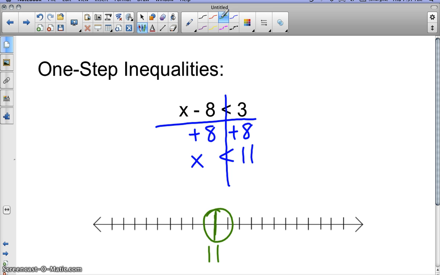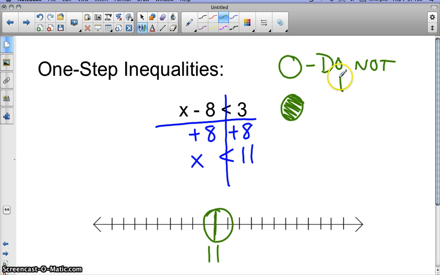Now, there's two different ways we can look at this. All right? The circle can either be open or it can be closed. It's open if we do not include the point, and it's closed if we do include it. Now, when I say include, here's what I really mean. I mean, if we plug in our point, so in this case, if we plug in 11, does it make a true statement? So let's rewrite it.